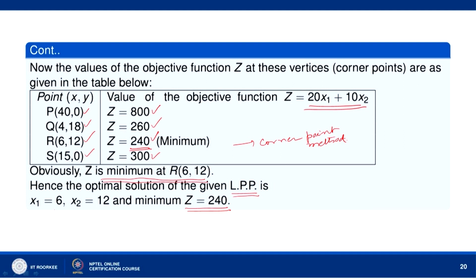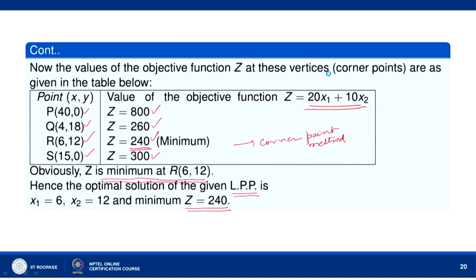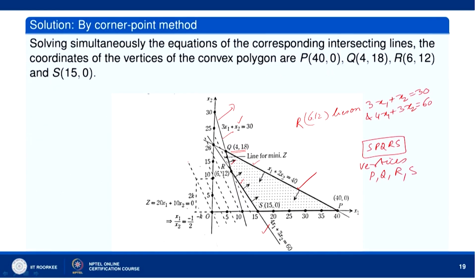Solution of this LPP by corner point method. Now, let us say we obtain the solution by the isoprofit method, then what we will do? We draw the line through the origin corresponding to Z equal to 0. So, you see this line.